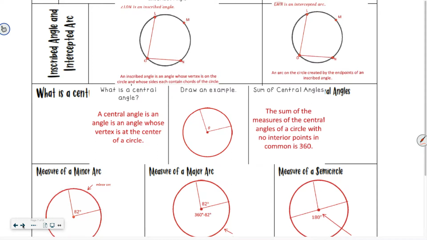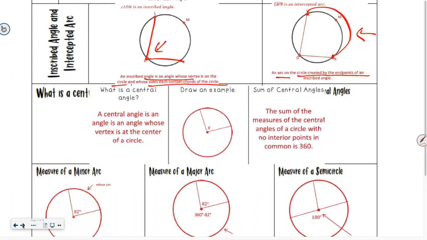And then the last ones, inscribed angles and intercepted arcs. So we talked about this is an inscribed angle. It's inscribed because its vertex is on the circle and its sides contain chords of the circle. Then an intercepted arc. So this is the intercepted arc, and it's an arc on a circle created by endpoints of an inscribed angle. So this is the inscribed angle, and that is its intercepted arc.